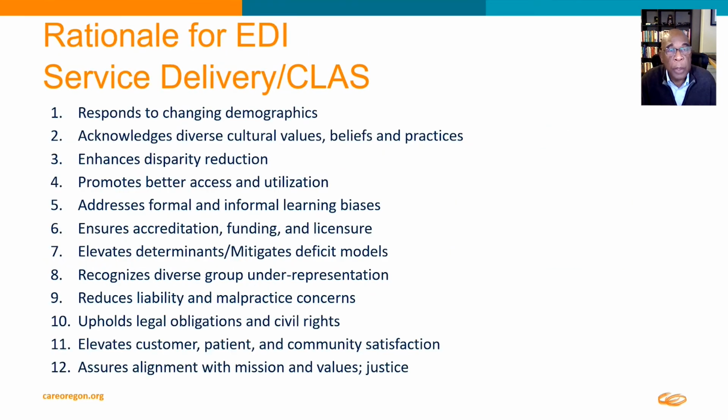This is, and I'm sorry that the print is small, but this is some of the rationale for EDI and service delivery and CLAS. Response to the changing demographics in Oregon and outside of Oregon, we've seen dramatic demographic changes. I've been in Oregon a little bit over 30 years, and I think when I came here, the Black population was 35,000. It's upward to 70,000 now. And there's a reason for that. I think the Latino population was around 30,000. It's almost multiplied by 10. The Asian Pacific Islander population has also grown rather dramatically. The native population has remained rather stable. That's been somewhat of a concern.